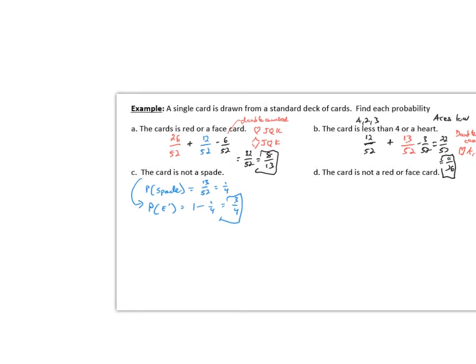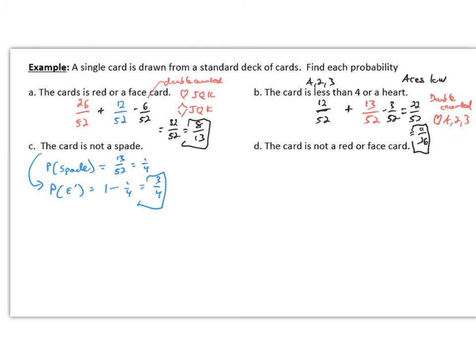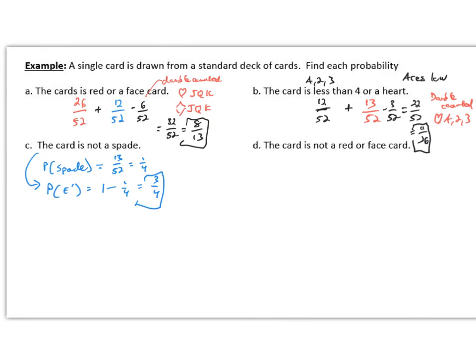Now for part D, lucky for us, we've already got our answer in place here. It's not going to be too hard to do. If I need to find the probability that the card is not red or a face card, well, I already know what the probability is that it is red or a face card. We did that back here in part A. So let's not overcomplicate this.